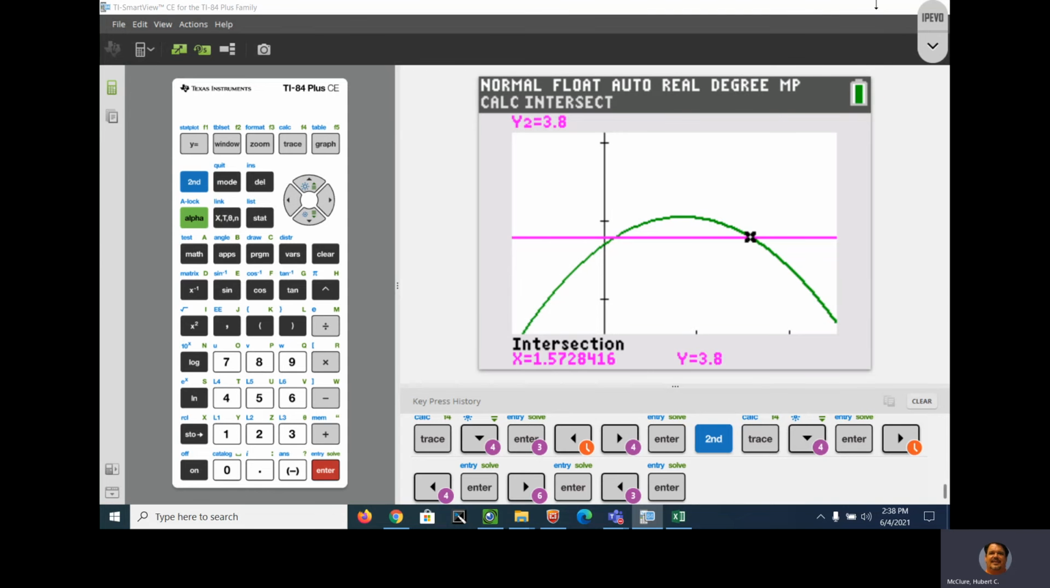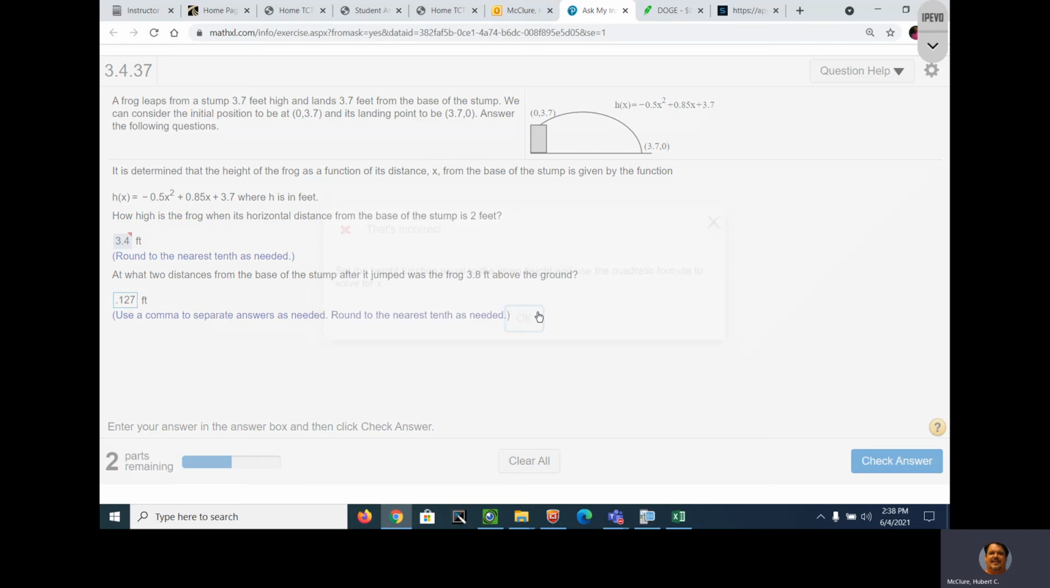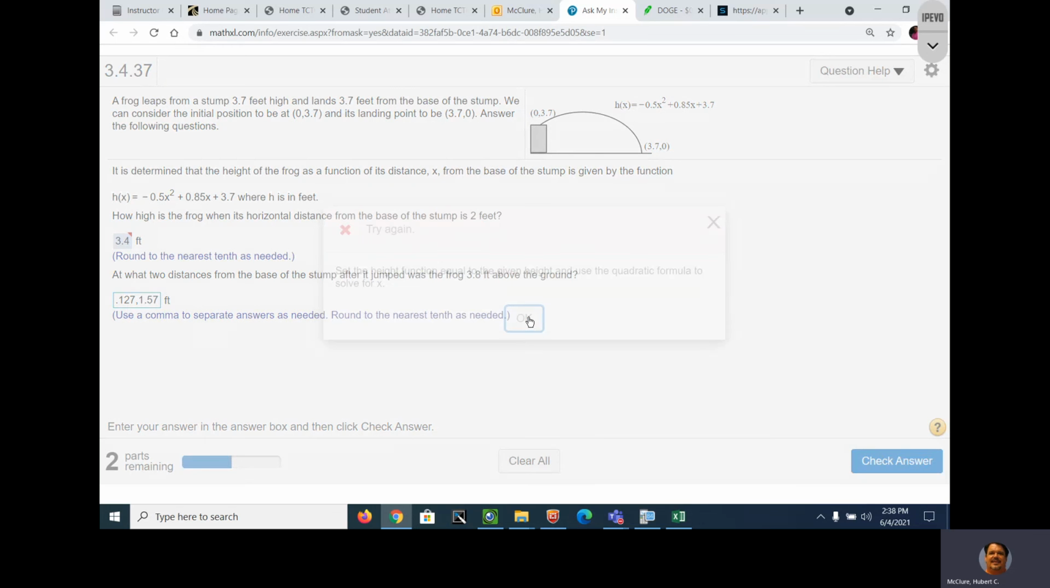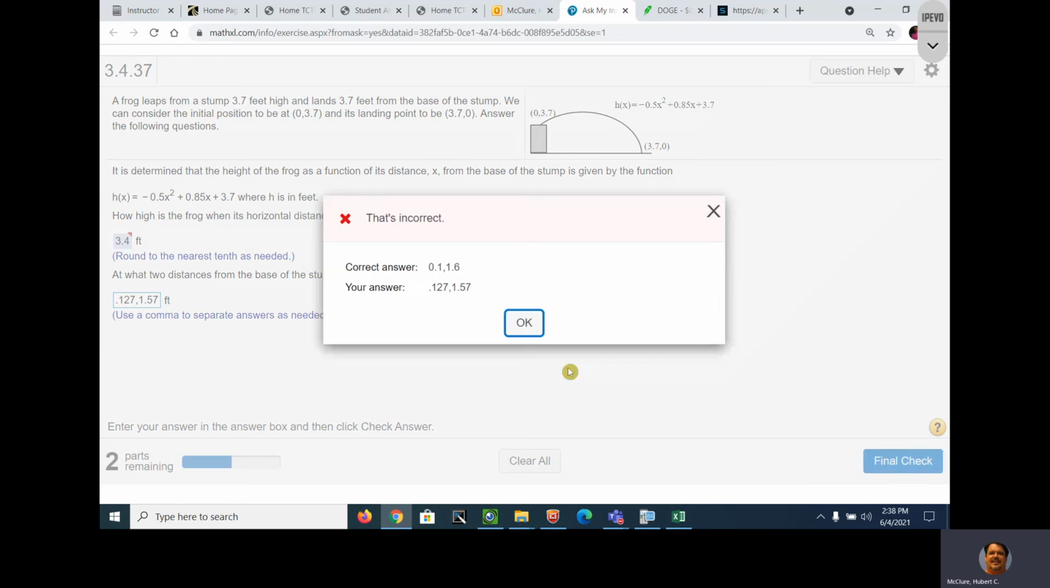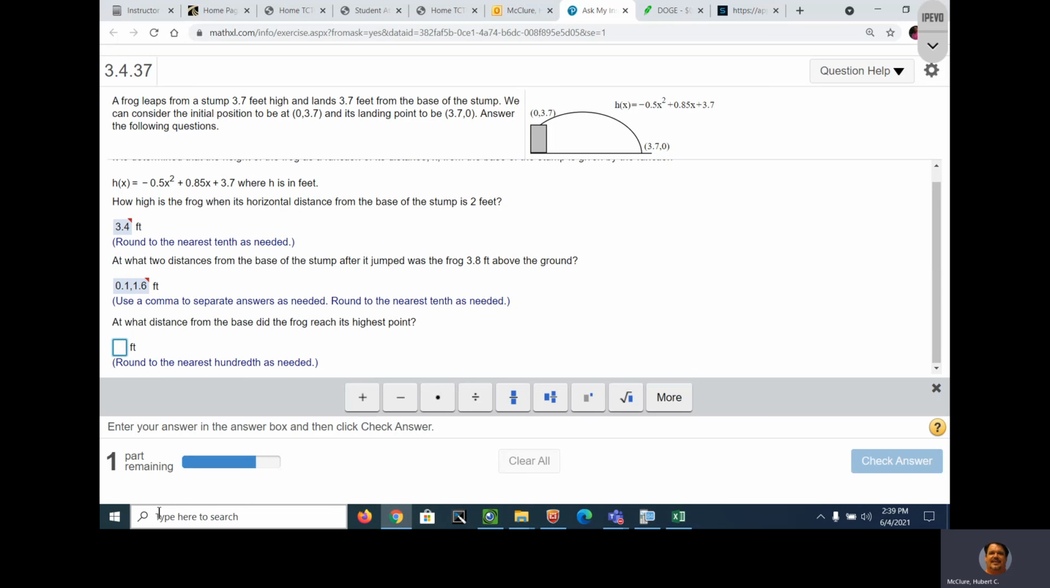So that's at 0.127, use the comma, 0.127 comma 1.57. And I didn't do the 1.57 in 3 decimals, so that's probably why I don't like it. You know, they just said round to the nearest tenth. I'm sorry. Okay, at what distance from the base did the frog reach his highest point? That's the vertex. So at 0.85 feet.